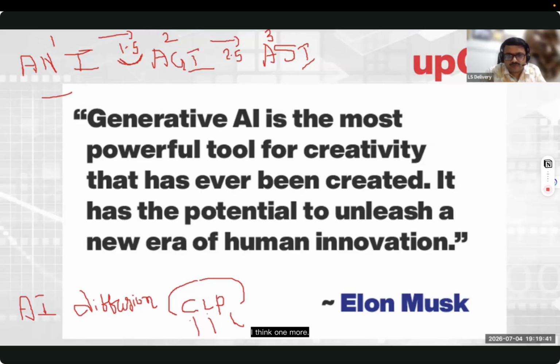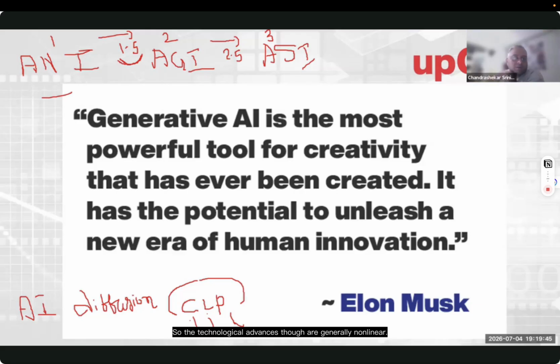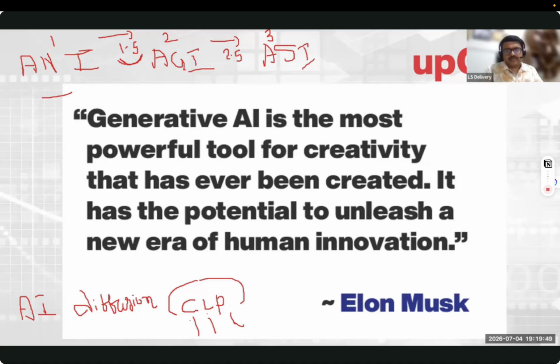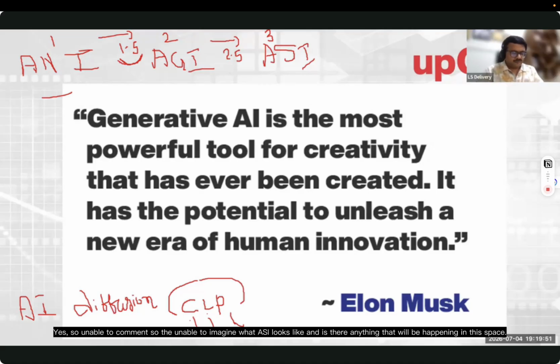I think one more. Yeah, Chandrasekhar. Sure. So the technological advances are generally non-linear, right? Yes. So unable to imagine what ASI looks like, and is there anything which is already happening in the space?